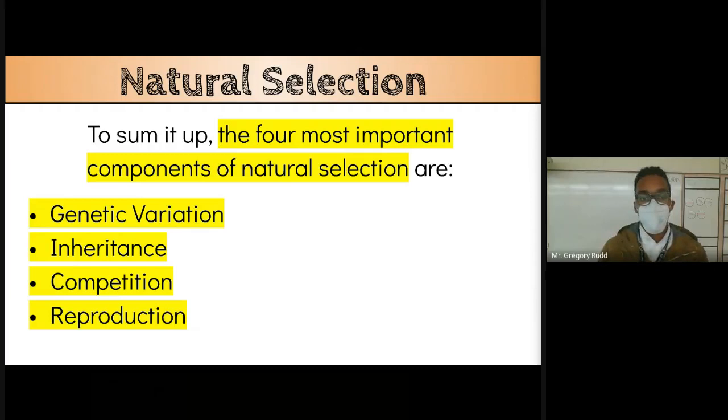To sum it up, the four most important components of natural selection are genetic variation. Now, keep in mind, genetic variation is always going to happen. No two individuals within a population or within a species are going to be exactly alike. There's always some amount of genetic variation. Inheritance, so you pass on your genes to your offspring. Competition, because there are limited resources. And then reproduction.